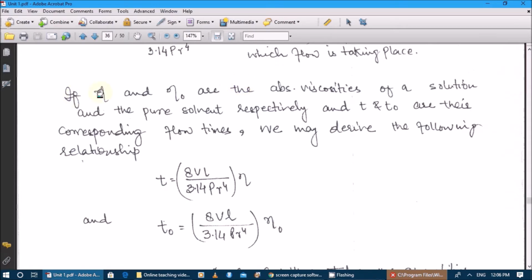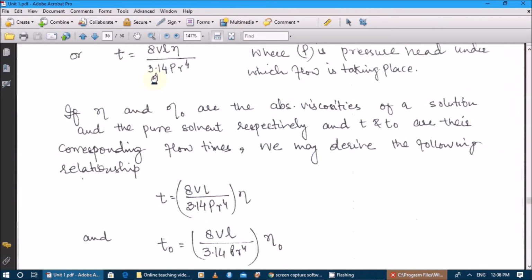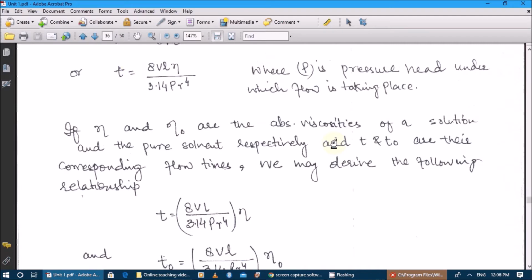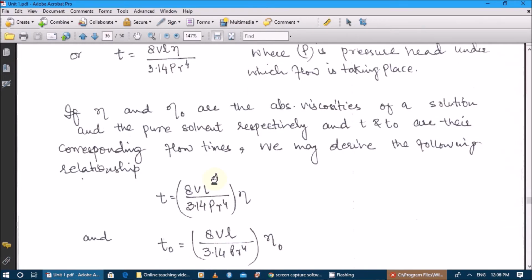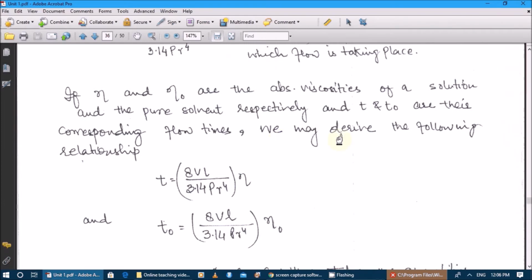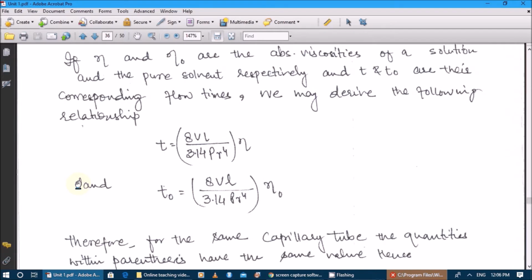So we want to measure the eta and eta naught. In order to measure the eta or eta naught from the above equation in terms of T, we can estimate the flow time for the pure solvent. It will give the T naught value, and the solution will give me the T, and from their corresponding flow times we may derive the following relationship.